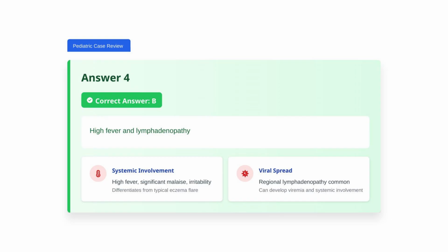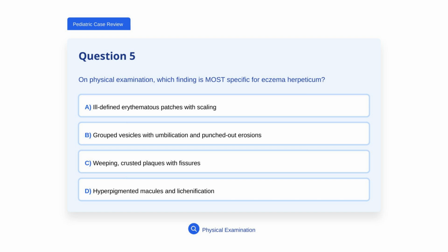High fever and lymphadenopathy are characteristic systemic features of eczema herpeticum that help distinguish it from a typical eczema flare. Children with eczema herpeticum often appear systemically unwell with fever, irritability, and significant malaise. Regional lymphadenopathy is common. In severe cases, patients can develop viremia with systemic involvement of internal organs, making prompt recognition and treatment essential. On physical examination, which finding is most specific for eczema herpeticum?